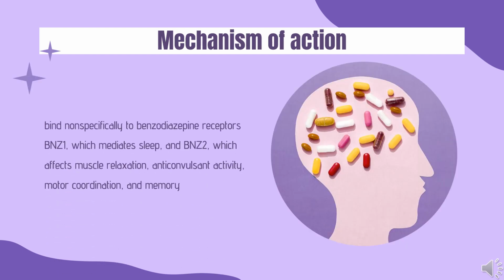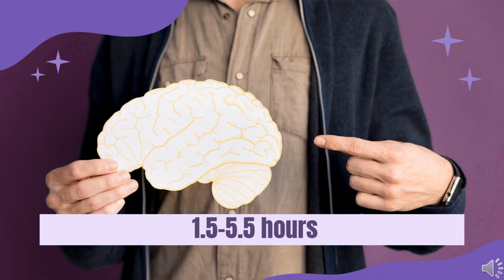Mechanism of action. Benzodiazepines bind nonspecifically to benzodiazepine receptors BNZ1, which mediates sleep, and BNZ2, which affects muscle relaxation, anticonvulsant activity, motor coordination, and memory. As benzodiazepine receptors are thought to be coupled to gamma-aminobutyric acid A (GABA) receptors, this enhances the effects of GABA by increasing GABA affinity for the GABA receptor. Binding of GABA to the site opens the chloride channel, resulting in a hyperpolarized cell membrane that prevents further excitation of the cell. Half-life. 1.5 to 5.5 hours.